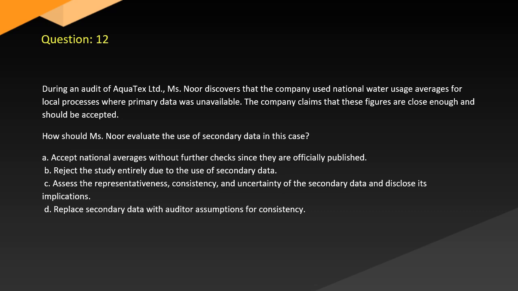Question 12. During an audit of Aquatex Limited, ISNOR discovers that the company used national water usage averages for local processes where primary data was unavailable. The company claims that these figures are close enough and should be accepted. How should ISNOR evaluate the use of secondary data in this case? A. Accept national averages without further checks since they are officially published. B. Reject the study entirely due to the use of secondary data. C. Assess the representativeness, consistency, and uncertainty of the secondary data and disclose its implications. D. Replace secondary data with auditor assumptions for consistency.